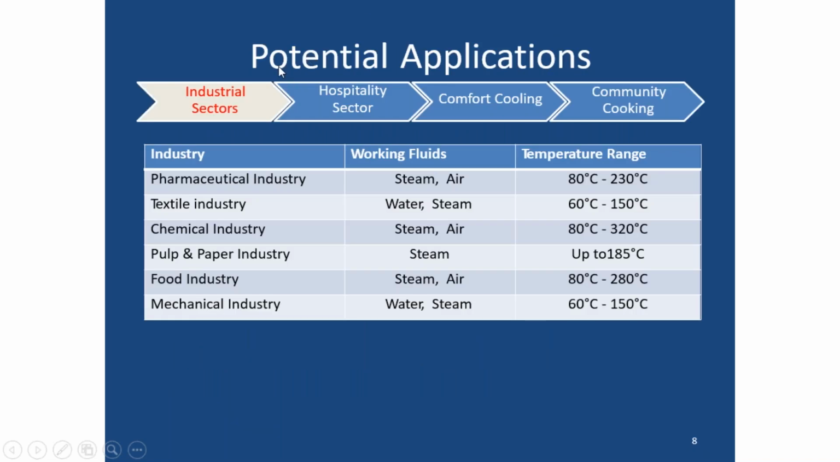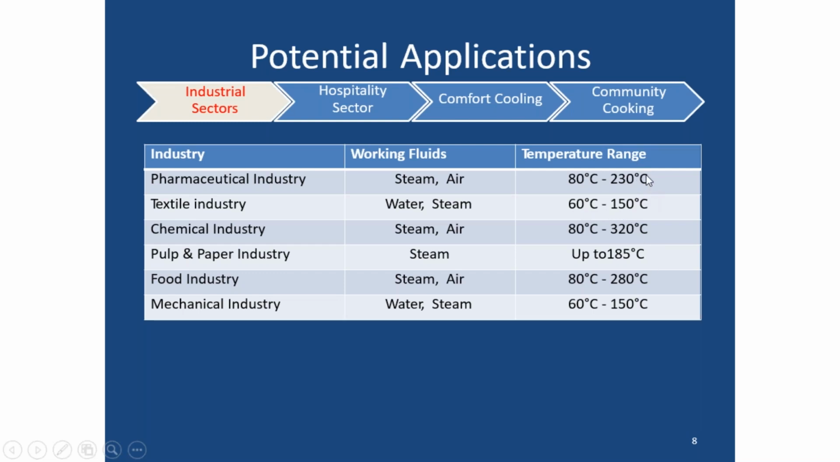Now again, here is a huge potential application of this solar thermal system in the industrial sector. We need this much temperature range for the medical industry. We have this much, 80 to 130 degrees Celsius temperature required, and here we can use the working fluid as steam and air. Now again, in the textile industry we can use water or steam. The temperature range is 60 to 150.